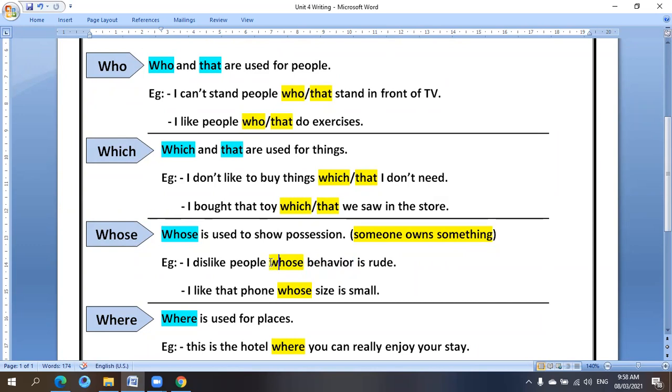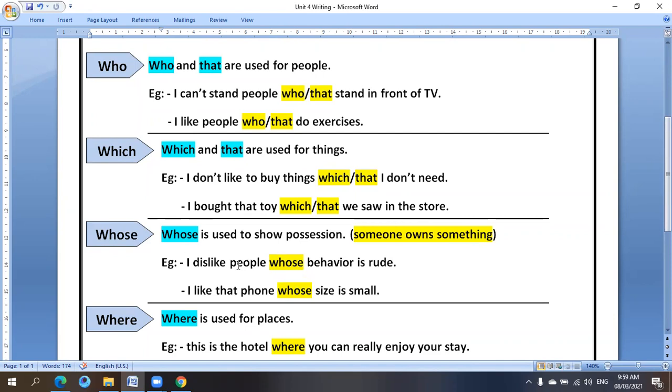When do we use whose? When the noun after it belongs to the noun before it. Whose is followed by a noun, and it comes after a noun. It's between two nouns. Whose usually comes between two nouns. When do we use it? When the noun after it belongs to the noun before it. لما الاسم اللي بعدها يكون مملوك للاسم اللي قبلها.